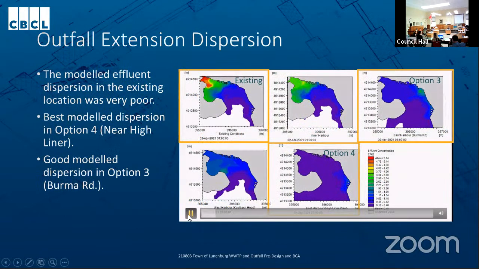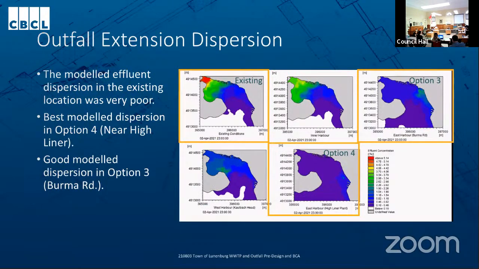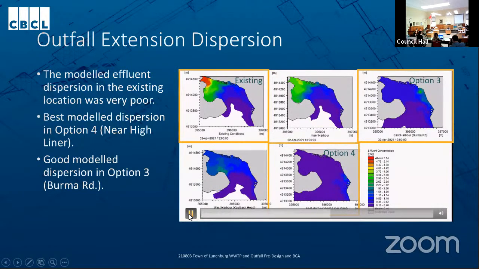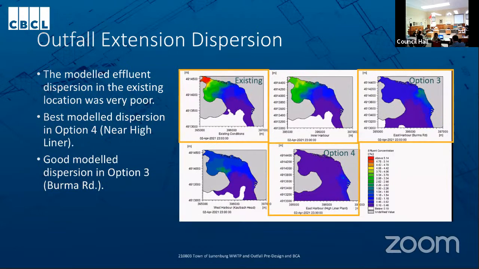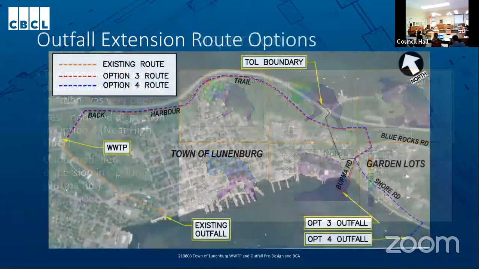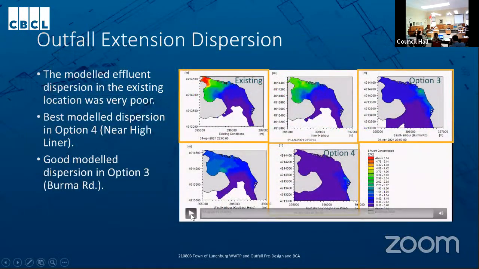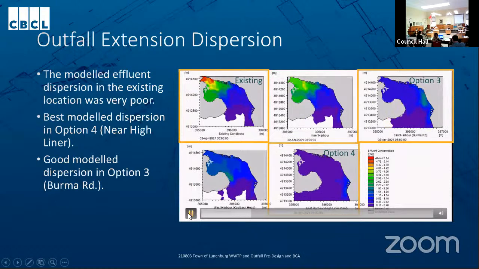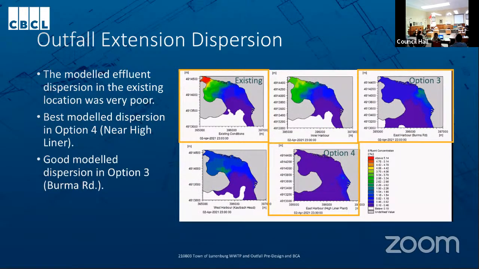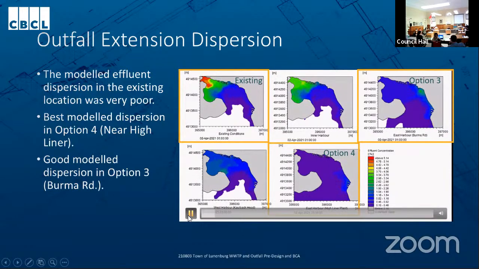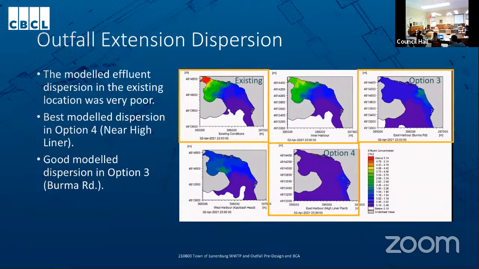And we did dispersion modeling of various options in the harbor to see what the effect would be. And we noted that the existing location had very poor dispersion potential, while the best modeled dispersion potential was at option 4 near the Highliner plant. And on that slide, red indicates a higher proportion of effluent in the harbor water, and purple and blue indicate a lower proportion. So you can see that options 3 and 4 have significantly better than existing dispersion potential, and that in both of those 2 locations, it's considered good. Okay, next slide, please.